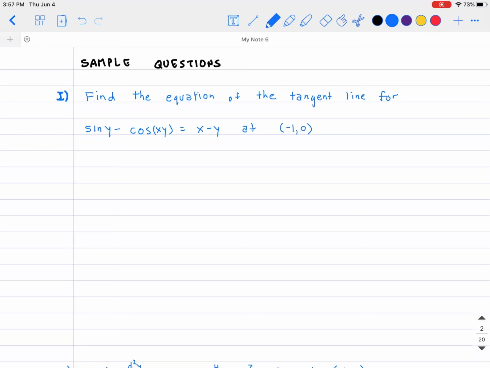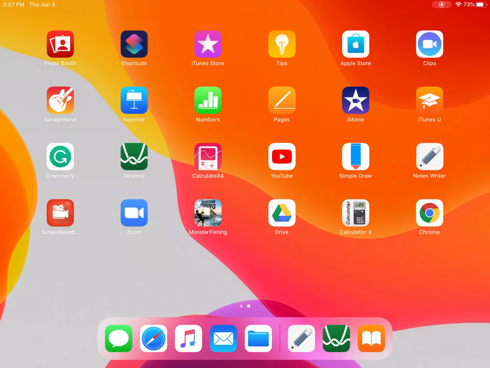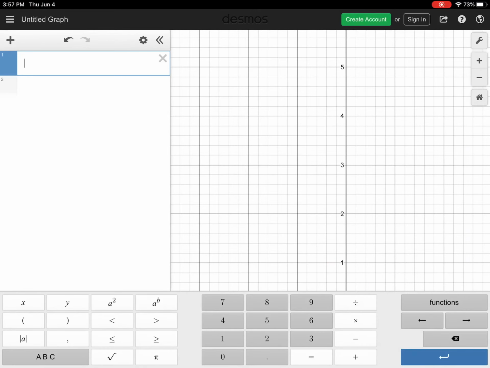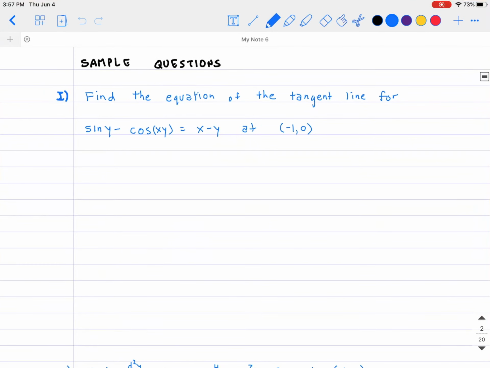So here's an example. Find the equation of the tangent line for sine of y minus cosine of xy equal to x minus y at x equals -1, y equals 0. The graph of this, I don't even want to know what that looks like, but for curiosity's sake, we can go ahead and show it. Let's see if I can plug that in.